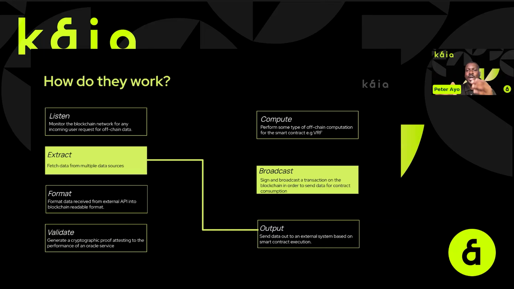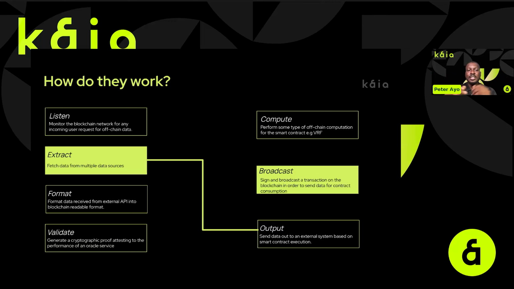The next thing is, when there's a user request, they extract, right? Extraction is basically fetching data from multiple sources, right? Because we want to be able to get, in our scenario, Ballon d'Or results, right? We can either get our results from football.com, go.com, or whatever platform that provides this data, right? So once the oracle listens, the next thing they want to do is to extract. They want to extract the data from multiple sources.